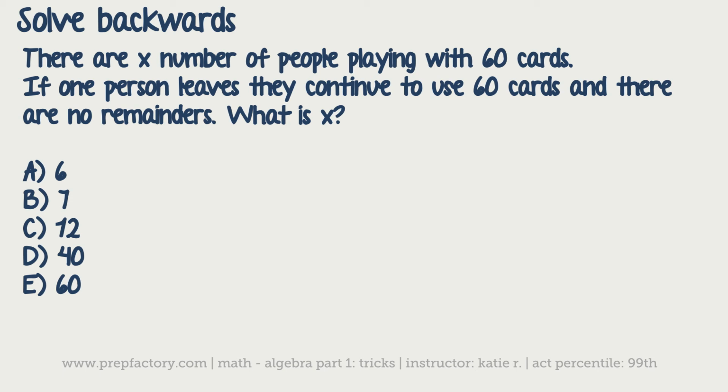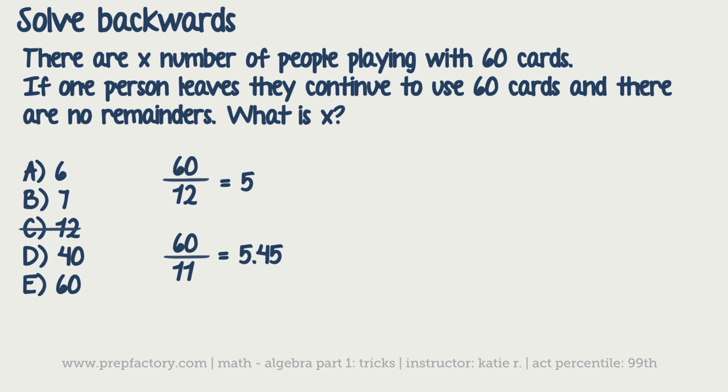Okay, so here are our answers. So we would start with C, and we'd say, great, there are 12 people. So essentially what the question is asking is, can you divide 12 into 60? So when you divide 60 by 12, does that work? And also, if you have one less person, you now have 11. So you've got 60 divided by 11. And does that one work? So 60 divided by 12 works, it's 5, but 60 divided by 11, not so much. So we know that C is incorrect, and we can cross it out.